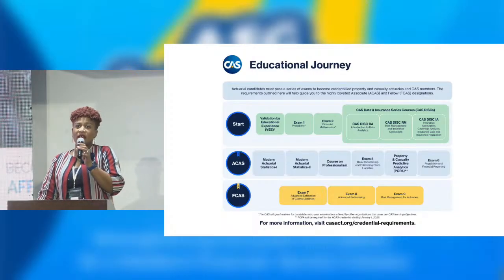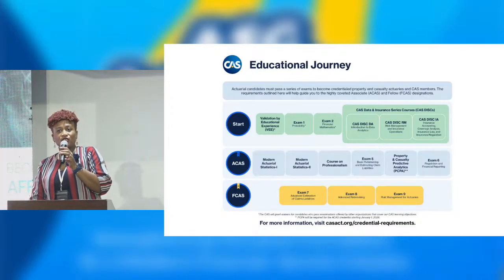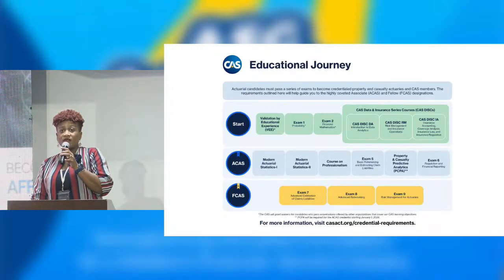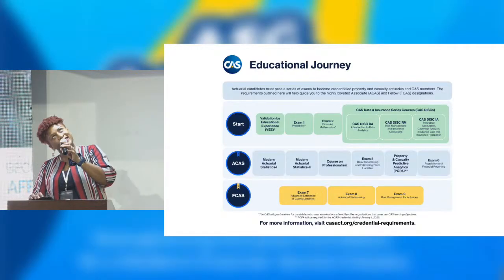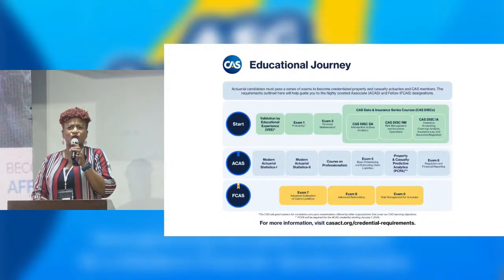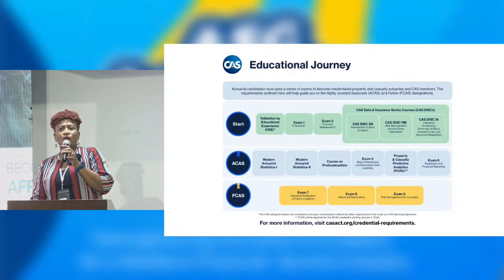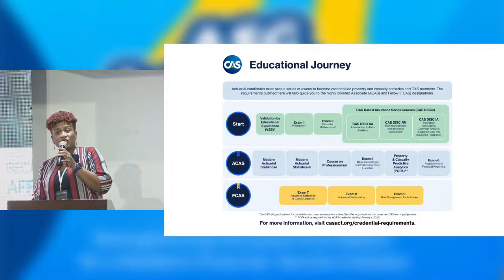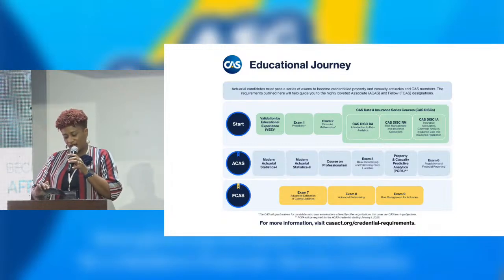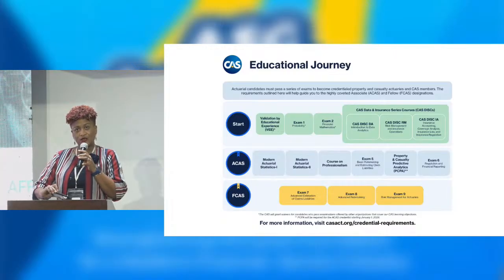And we also have our data and insurance series courses. We refer to them as DISCs. Those cover introduction to data analytics. That came about mostly because of what's going on with data science. We've got a risk management course, and then we have one that's insurance accounting and coverage terms, etc.